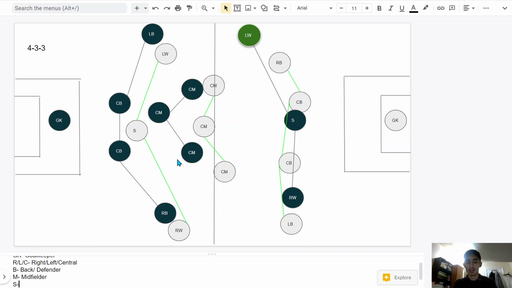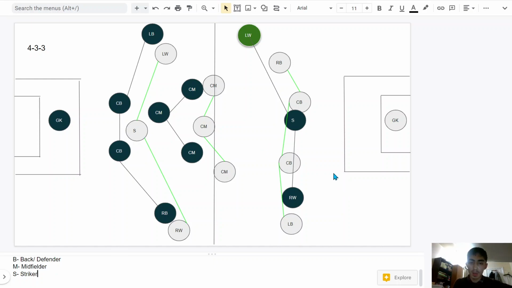S stands for striker, right? Striker is another name given to the central attacking player of the team. So to conclude this, the GK is the goalkeeper. R or L or C indicate where on the pitch, whether it's right or left or central. B, M, and S indicate the position of the player relative to the height of the pitch, right? The long side of the pitch, and the layers of the formations.